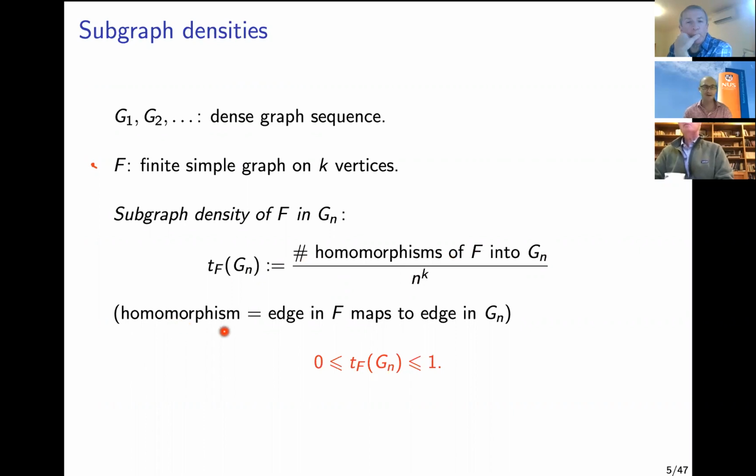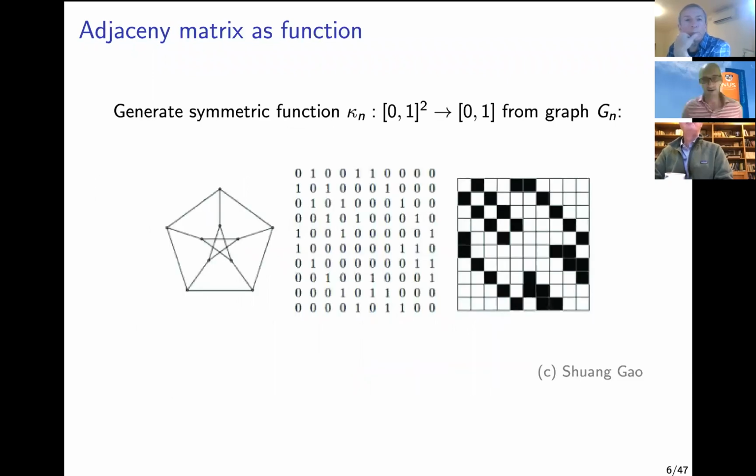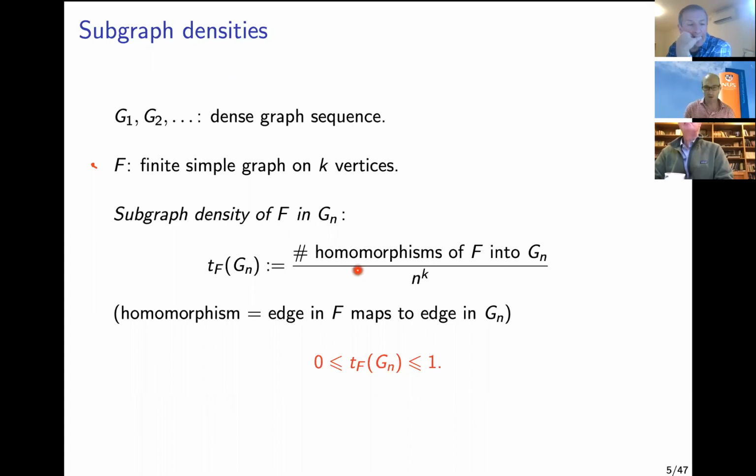Now, what do I mean by homomorphism? I mean a mapping of the vertices of F into the vertices of G. Typically, of course, n is large and k is small, so there will be n to the k such mappings, and they don't have to be injective at this point. And by homomorphism, I mean an edge goes to an edge, but we don't care about non-edges going to non-edges. So we're not looking at induced subgraphs or motifs, as they're sometimes called. We're looking at just homomorphisms, so just subgraph counts. By this normalization, this number ends up between 0 and 1, and that's the reason why we call it the density.